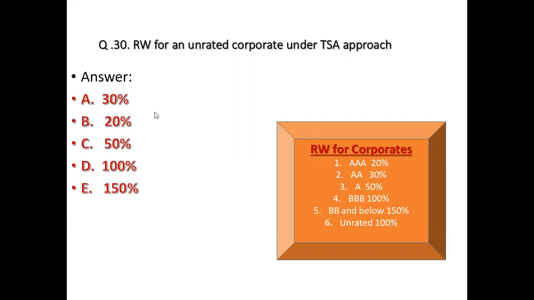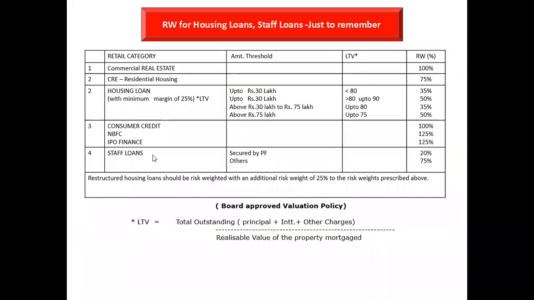You see, these things you have to remember. And this is the schedule I will share with you. Now, for credit card 125. Is it correct? Yes. Housing loan also is coming in another slide.